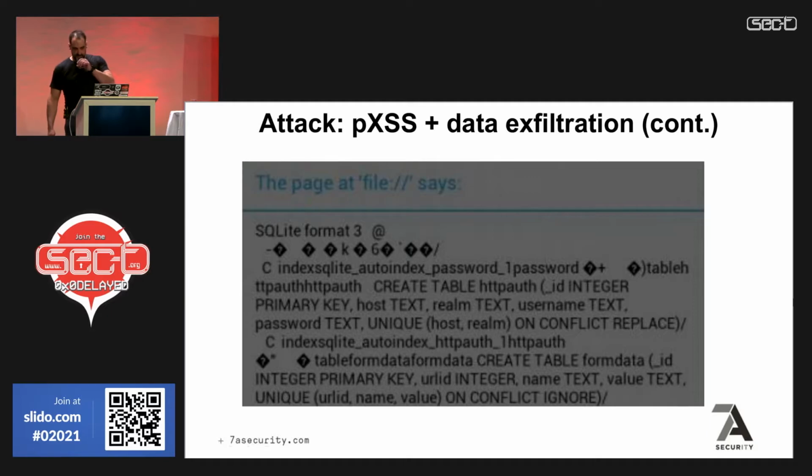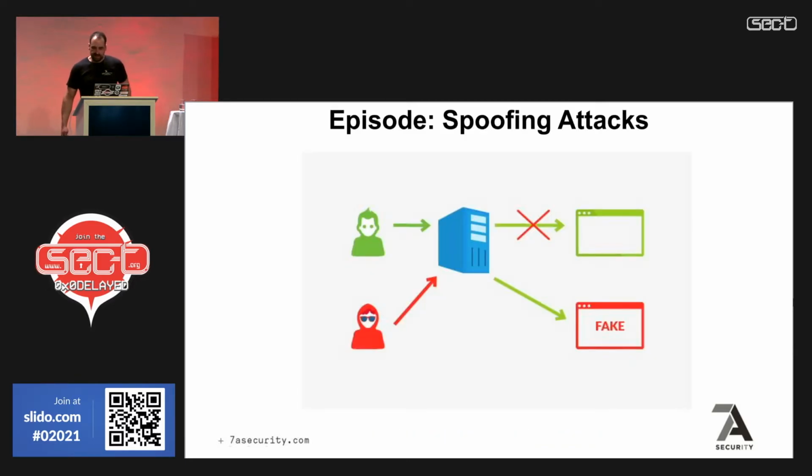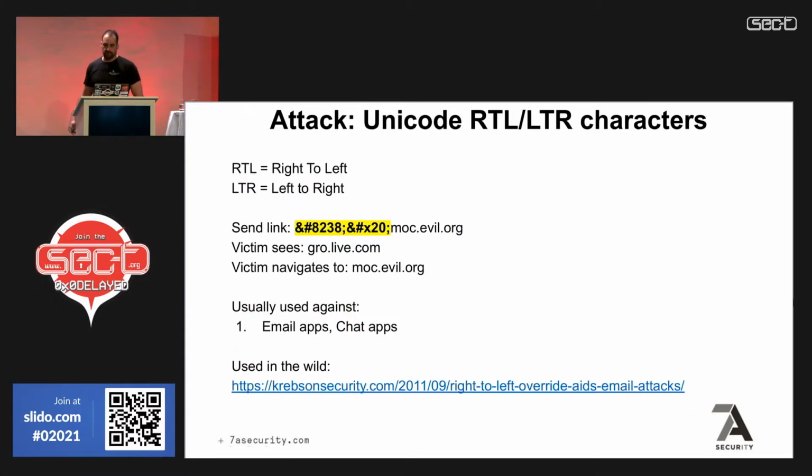So yeah, this was the persistent XSS with data exfiltration. And now let's see spoofing attacks, right? In this case, you can send one URL to a user, but when the user clicks on it, they really go to another URL. A trick for this is to use left-to-right and right-to-left characters.